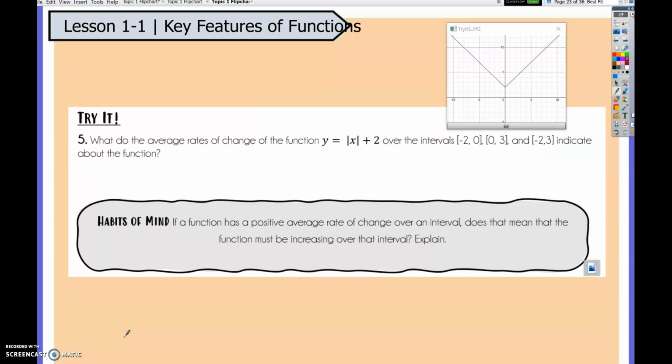Now we're almost out of time, but if you look at this graph, starting when x is negative 2 to 0, we have a negative slope. From 0 to 3, it's positive, and from negative 2 to 3, it's positive but not as steep. That would just tell us that this is not a linear function. The average rates are changing.